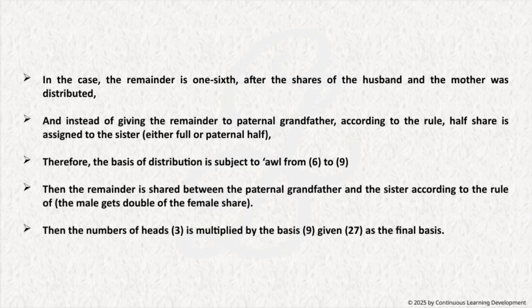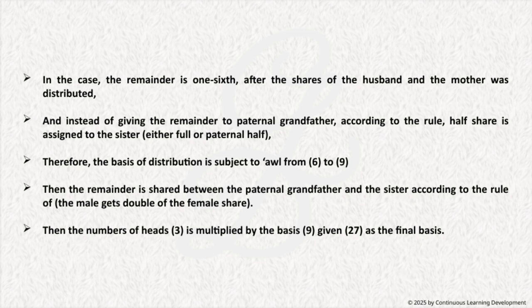Now, let's look at the distribution process in this case. After the shares for the husband and the mother have been allocated, we're left with 1/6 of the estate. Instead of giving this remaining part directly to the paternal grandfather, the rule states that half of this remainder goes to the sister, whether she inherits the full or the paternal half. This is where the concept of awl comes into play, specifically from 6 to 9. The awl serves as a basis for further distribution, ensuring the shares are calculated fairly according to Islamic inheritance principles.